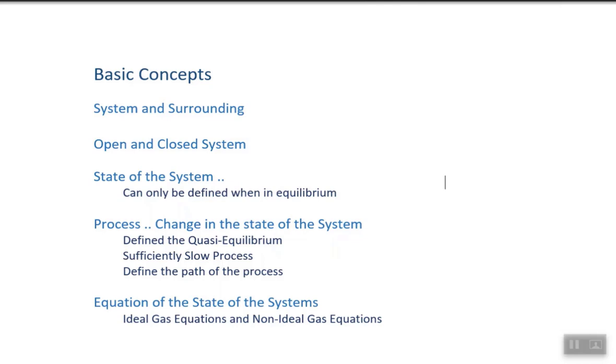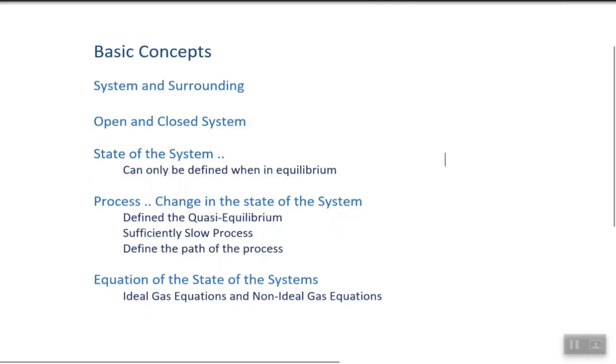If I'm saying, starting from lecture number 1, we did some basic concepts. We did say something about the system and surrounding. We did define open system and closed system. And then obviously we did define the state of those systems, and we said the state can only be defined when the system is in equilibrium. Yes, we did say something about changing from that equilibrium, and that was actually a process. The process is the change in the state of the system.